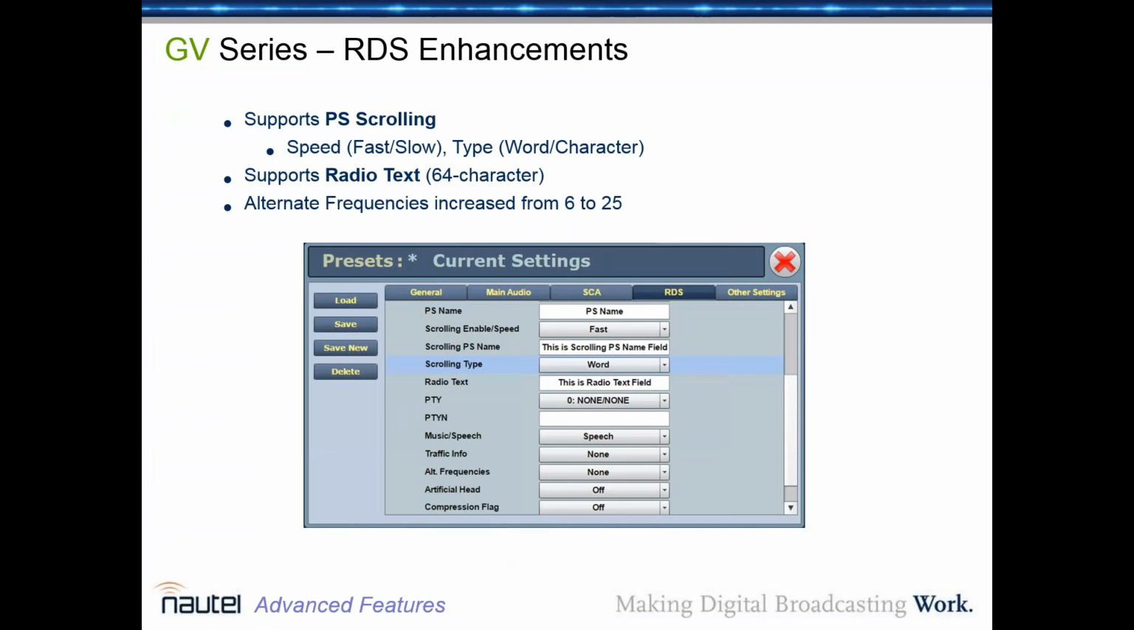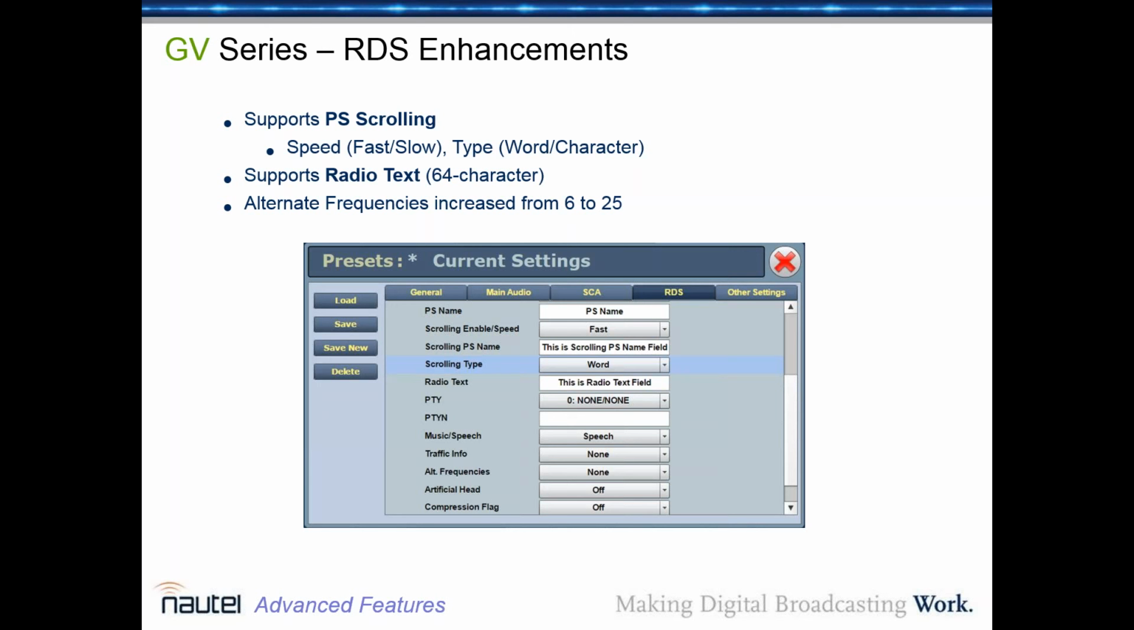Yep. Okay, so RDS, we've done some significant improvements to the RDS. We now support PS scrolling with 2 speeds and either advancing by word or character. We can do radio text now, and you've got a whole bunch more alternate frequencies for folks doing frequency hopping networks. That was requested by a number of our European customers. Exactly. It's pretty popular in Europe and that part of the world where, you know, when you're starting to run out of range of one signal, it will jump you right directly to the next signal in that network.